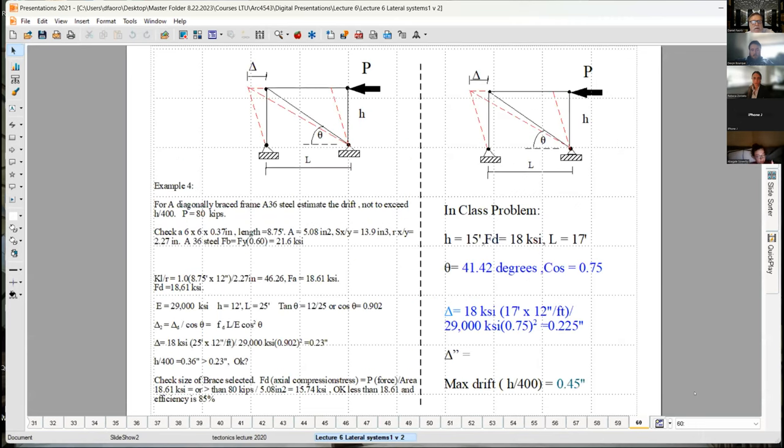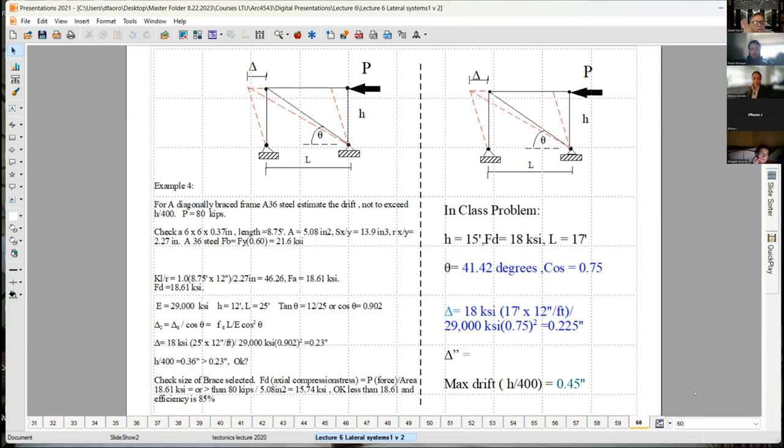Putting this to work on a left-hand side example, diagonal force is 80 kips at P. It's an A36 steel. The drift limit is set to H over 400. It's a typical wind level drift limit. We have a 6x6x.037 diagonal brace hollow tube. The length is 8.75 feet. Its cross-sectional area is 5.08 inches squared. Its section modulus XY is 13.9. Its radius of gyration XY, it's square, so it's symmetrical, so those values are the same, 2.27 inches.